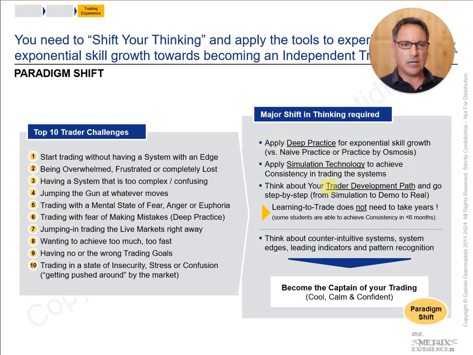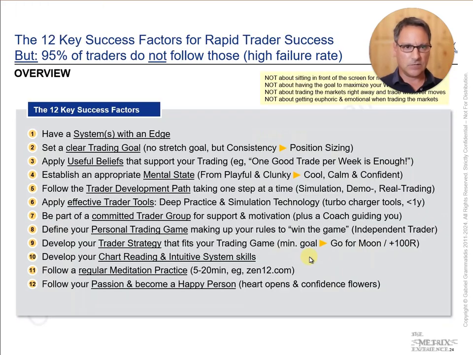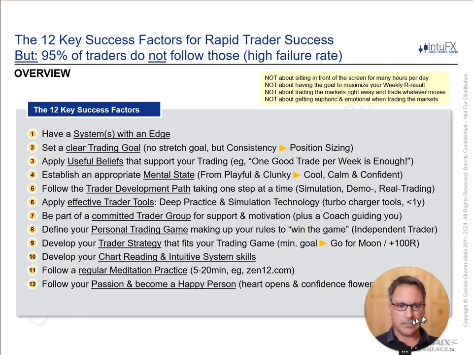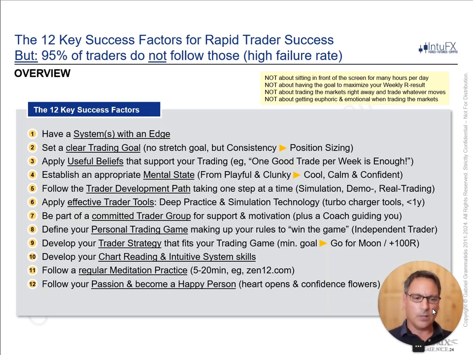And in the end, what you want when you trade the markets in the upper left quadrant, when you flawlessly execute them, well, then you are in a mental state of being cool, calm, and confident, the 3 C's. And that's basically the paradigm shift, right? Overcoming these challenges and actually applying these things to learn to trade the markets successfully and consistently in less than a year.